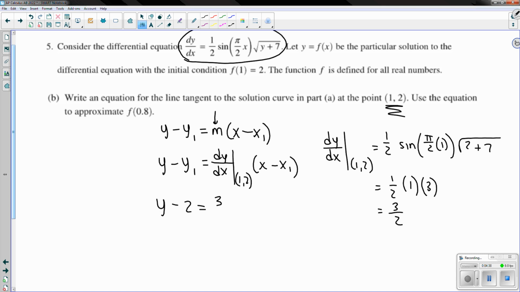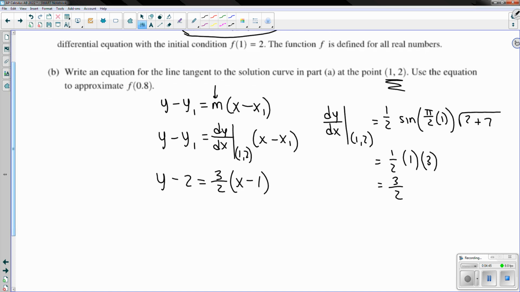So our slope for our tangent line is 3/2 (x minus 1). We can clean this up a bit. This is our tangent line equation, so it's fine to use that, but ultimately we're trying to make an approximation for the function at 0.8. So we're going to have to evaluate this tangent line for an x value of 0.8.